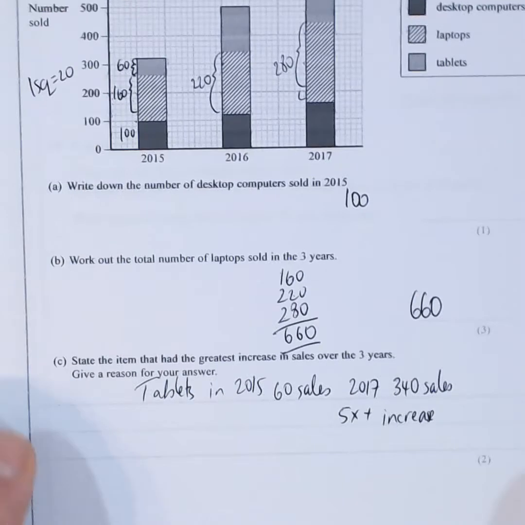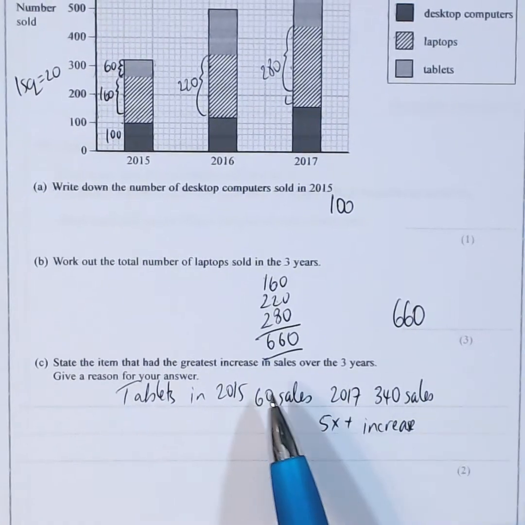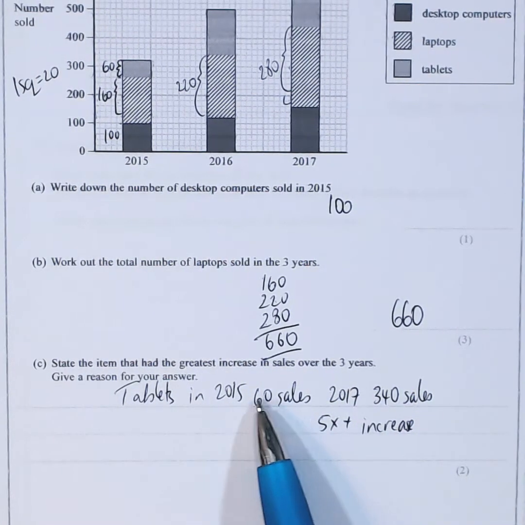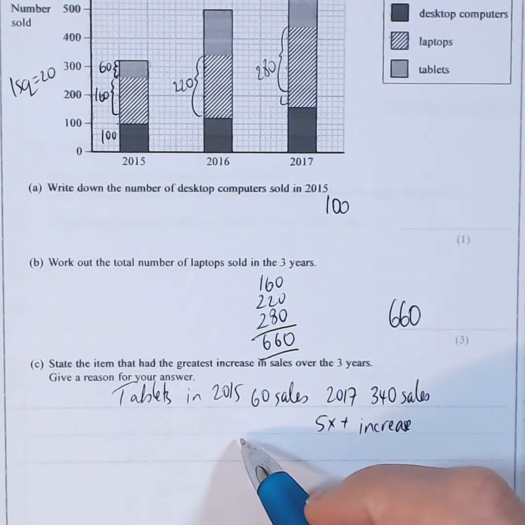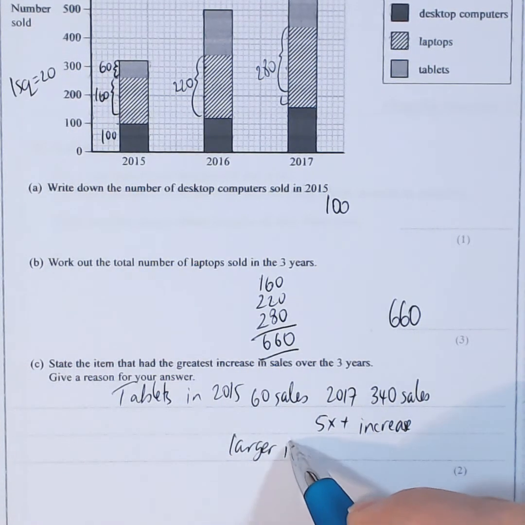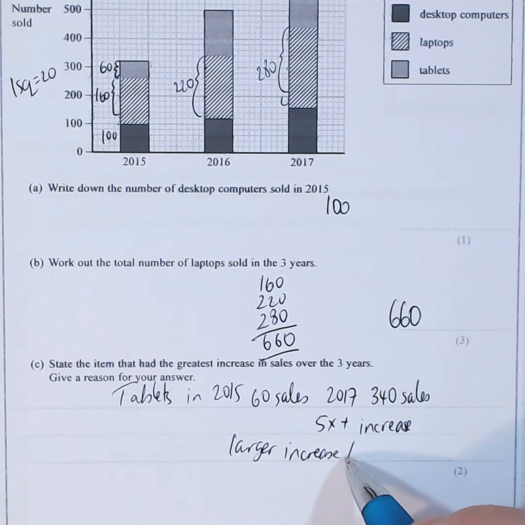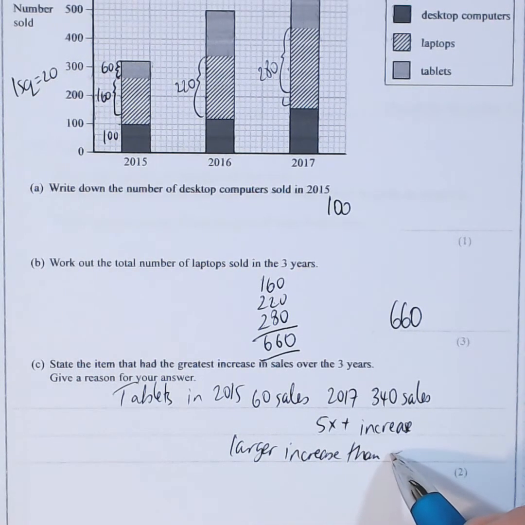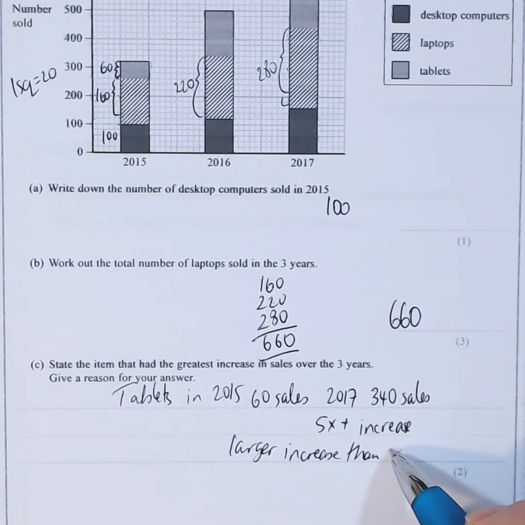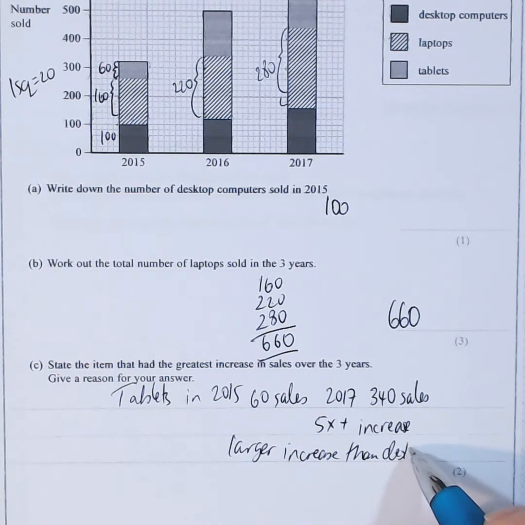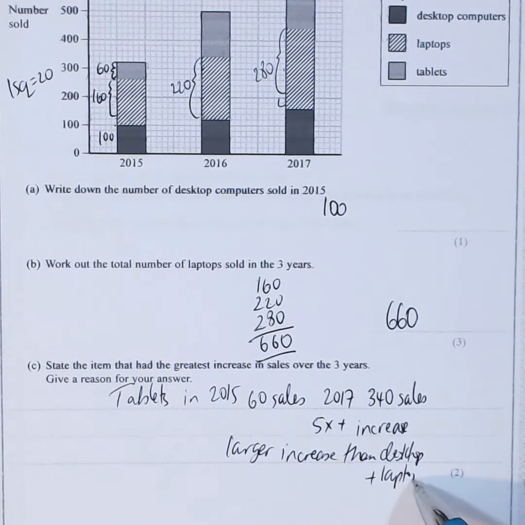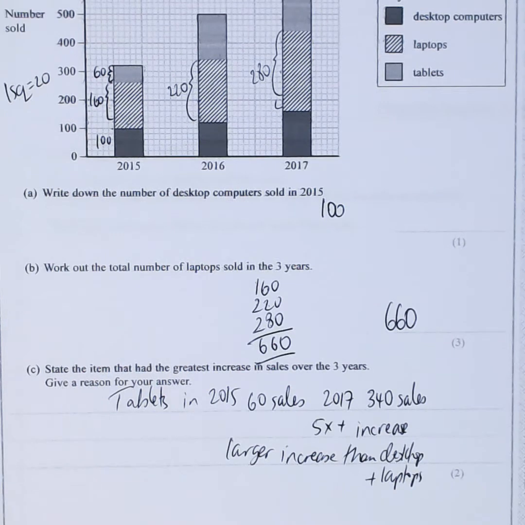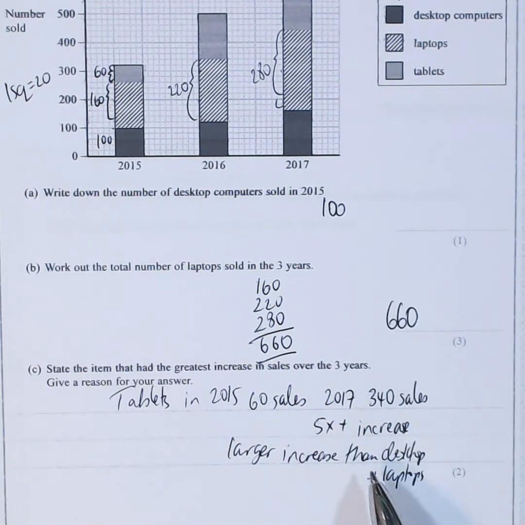Okay, so as long as we've shown that there's a reason that they started at 60, they went up to 340, it's a 5 times increase, so larger increase than desktop and laptops. Okay, so that should be enough to give you the marks.